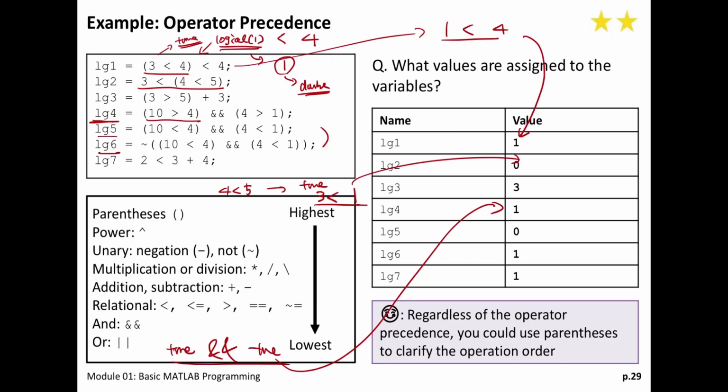What about this one? 3 first, plus has higher precedence. That's why 7, and 2 less than 7 is true. Okay. Again, regardless of the operator precedence, it is recommended that you try to use the parentheses to clarify the operation order, because the parenthesis is the highest precedence.